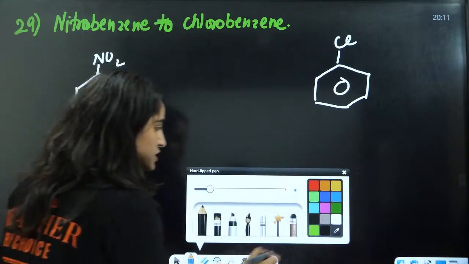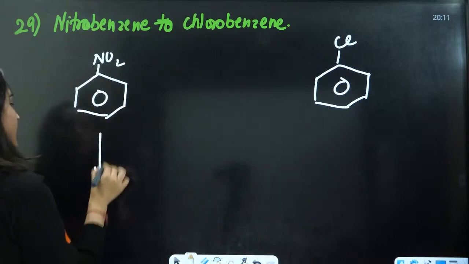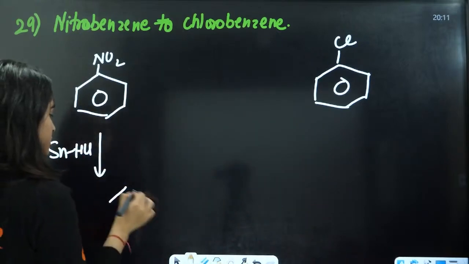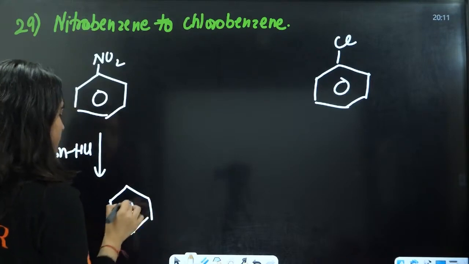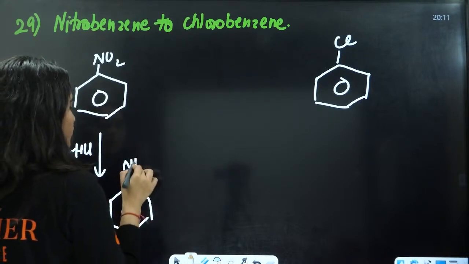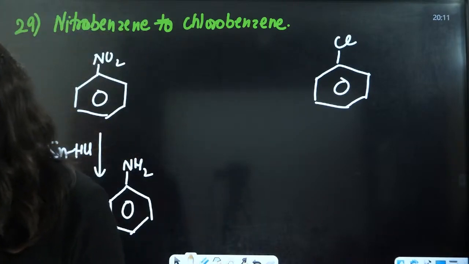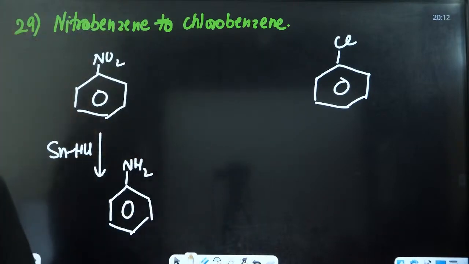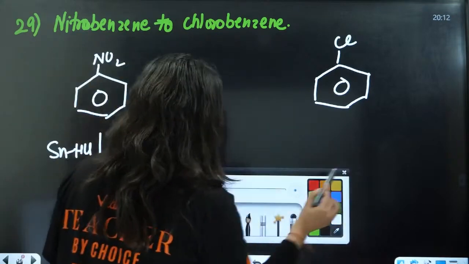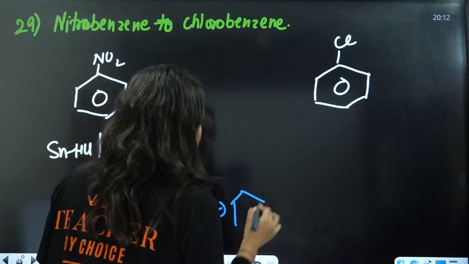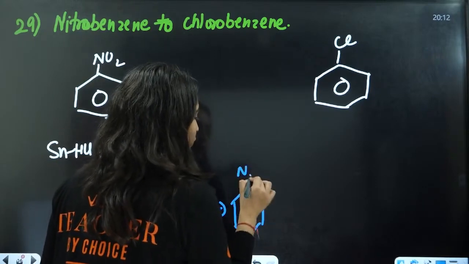this is NO2. Firstly, we have to do the reduction here, right? Do the reduction with Sn/HCl. Then this will be converted into NH2 here. Understood? Reduction of NO2, Stephen's reaction. Then after that, diazotization, 0 to 5 degrees Celsius. This is diazonium salt here, N2Cl.